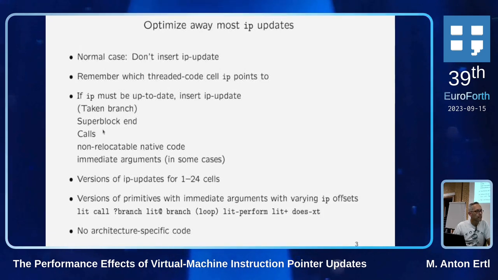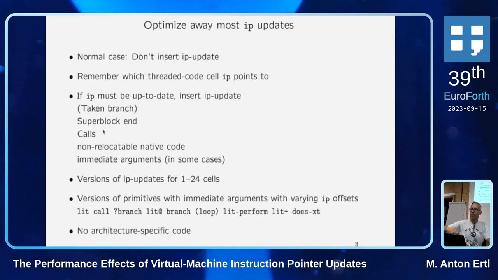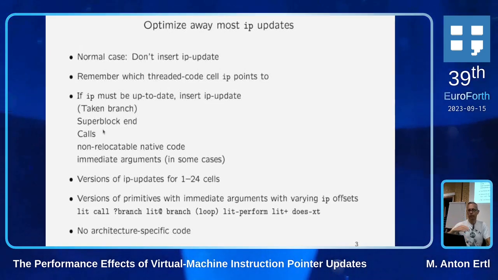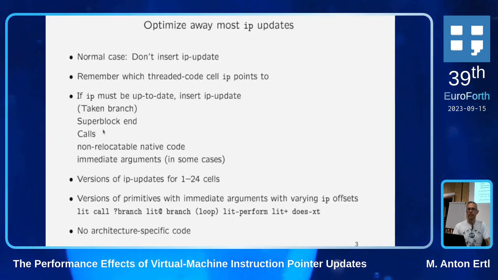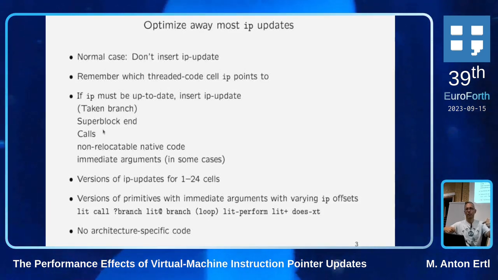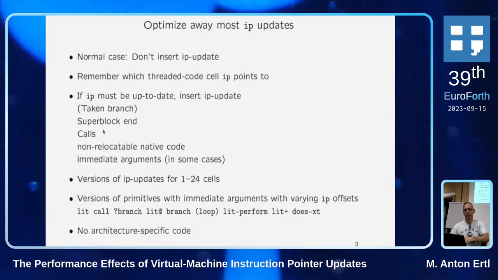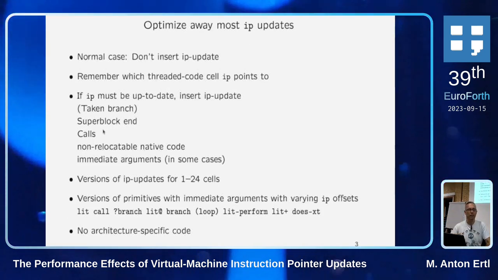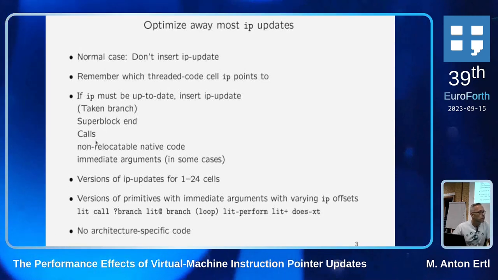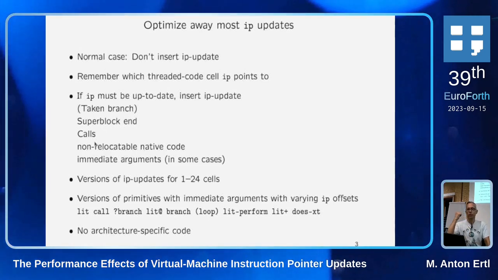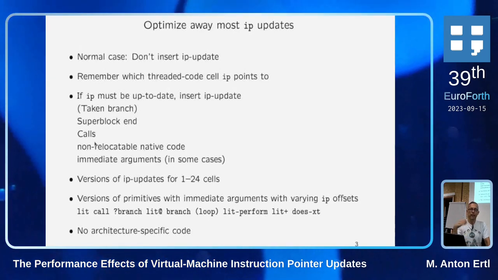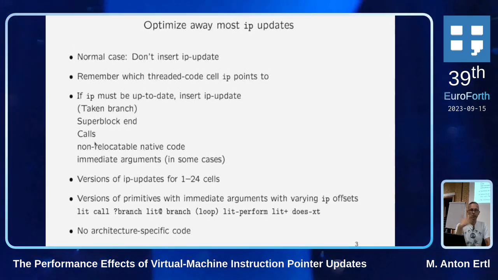The other thing is, if there's a superblock end, which means that there's some other branch coming in from somewhere before that, we need to have the IP up to date, because the other branch is going to have an up to date IP, and we can't have a non up to date IP on the fall through branch. The third thing is calls, and that includes stuff like execute, especially execute and deferred words and such things.